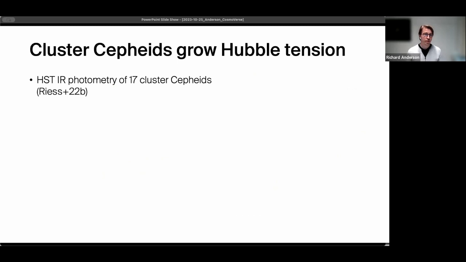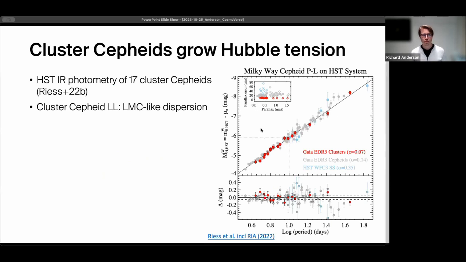So using these cluster Cepheids then allows us to actually improve the Hubble constant measurement, and it turns out that this grows the Hubble tension. So with HST infrared photometry from Adam Riess's paper, these cluster Cepheids basically exhibit an LMC-like dispersion of only 0.07 magnitudes. This is really unprecedented. We've never had such an accurate calibration of the Leavitt law in the Milky Way, here measured with the parallaxes of these clusters.